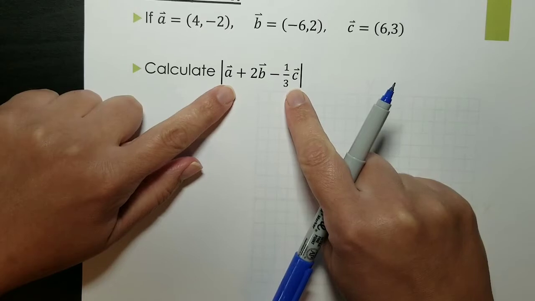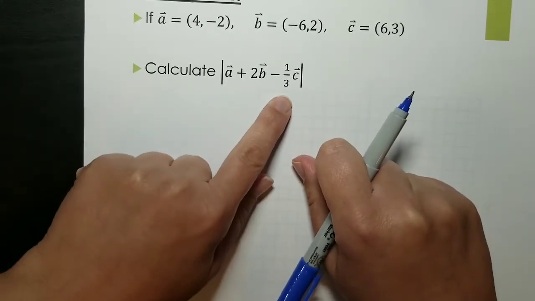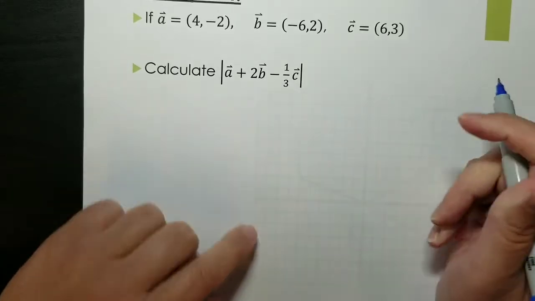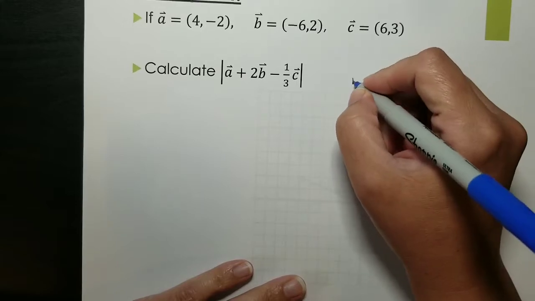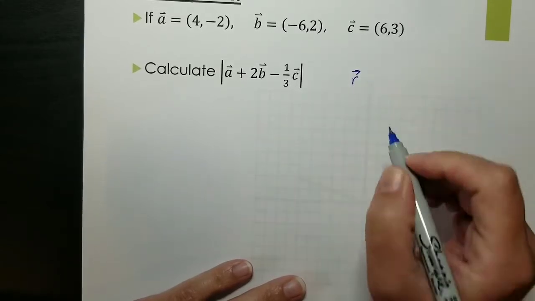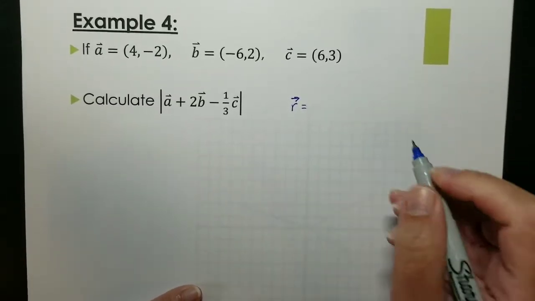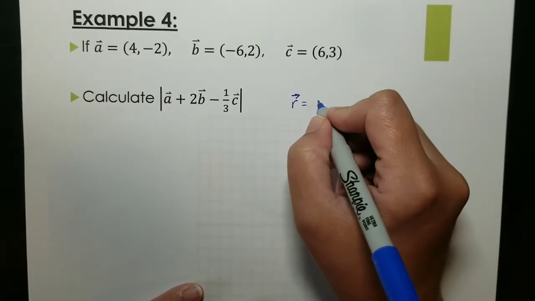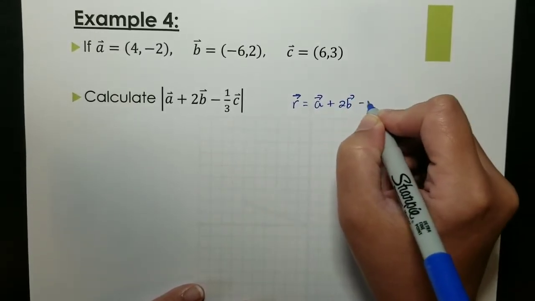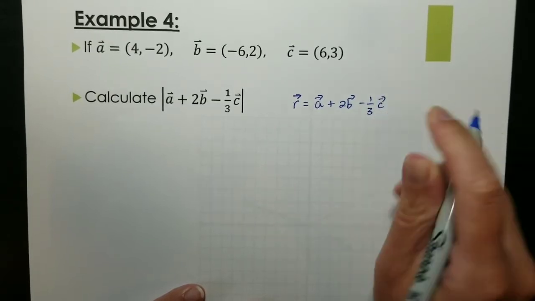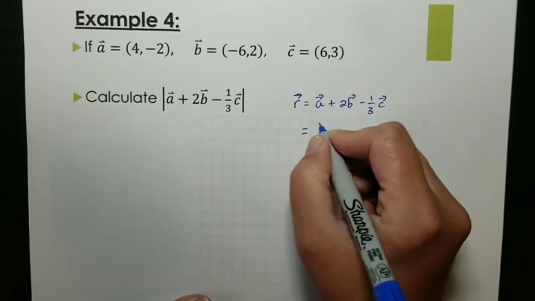So we are going to need to actually calculate what this new vector a plus 2b minus 1/3 c is, and then we'll find the magnitude of that new vector. So we usually use an R for resultant, the vector you get when you add or subtract multiple vectors together. So I'll say that R is equal to a plus 2b minus 1/3 c, and then I'm going to put in my a, b, and c values from above.